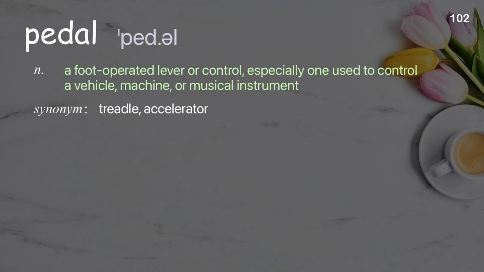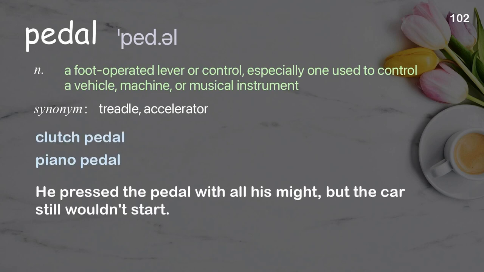Pedal. A foot-operated lever or control, especially one used to control a vehicle, machine, or musical instrument. Examples. Clutch pedal. Piano pedal. He pressed the pedal with all his might, but the car still wouldn't start.